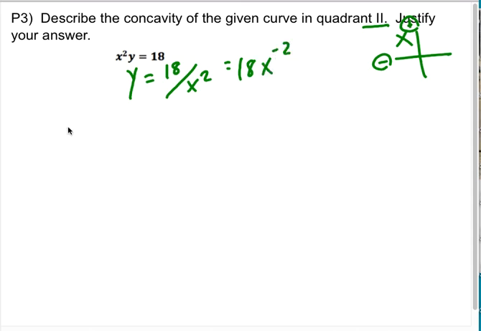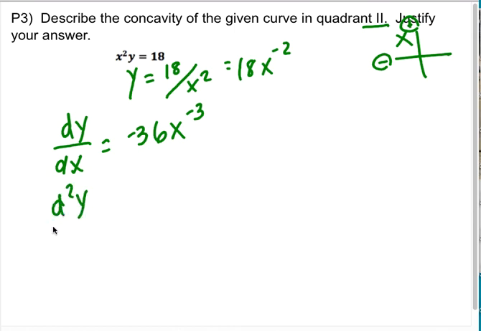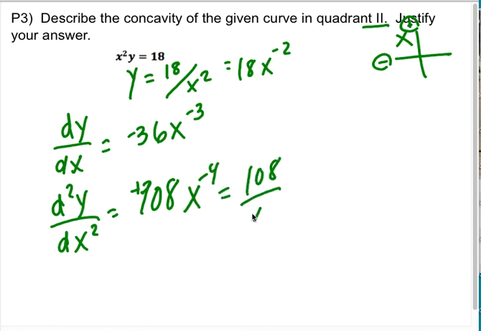It really doesn't matter. So you're going to get dy/dx equals a negative 36x to the negative third, which means your d squared y dx squared is going to be, sorry, positive 108x to the negative fourth. So 108 over x to the fourth.